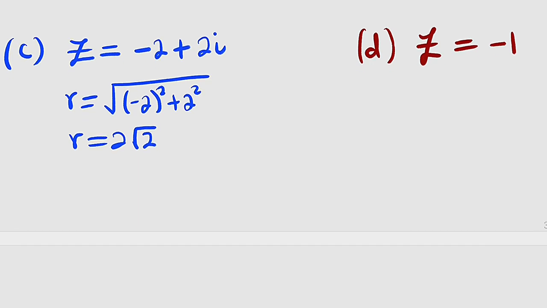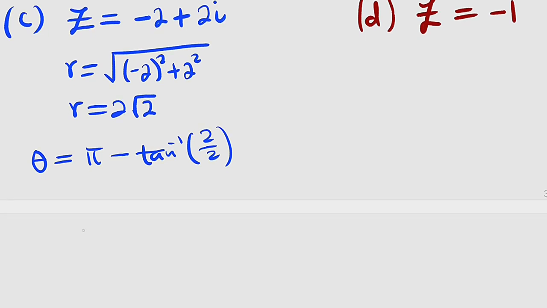And what about the angle? Remember, this is in the second quadrant, which is less than 180. Therefore, whatever we obtain, we have to take it away from pi, which is 180. Then tan inverse of what? 2 divided by 2. We are taking everything positive because in the first quadrant, everything is positive. 2 divided by 2 is 1. Tan inverse of 1 is pi divided by 4. So our angle is now equal to pi minus pi divided by 4, which is equal to 3 pi divided by 4.